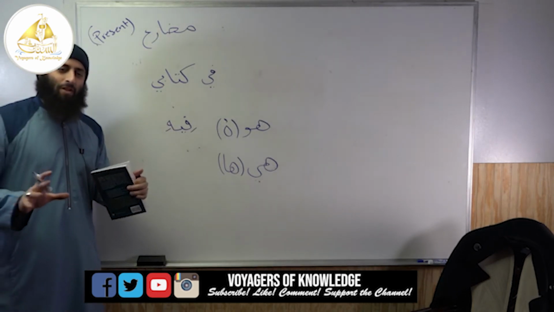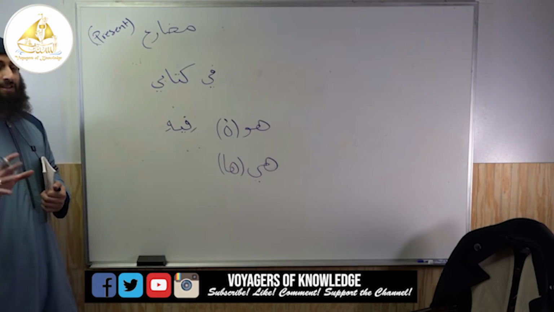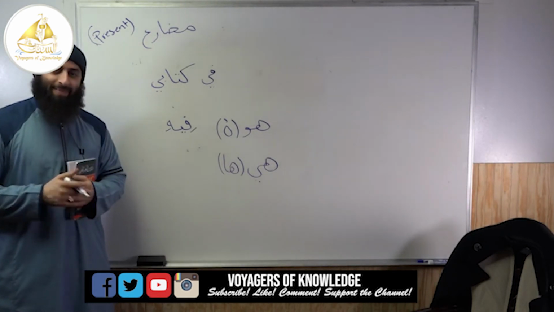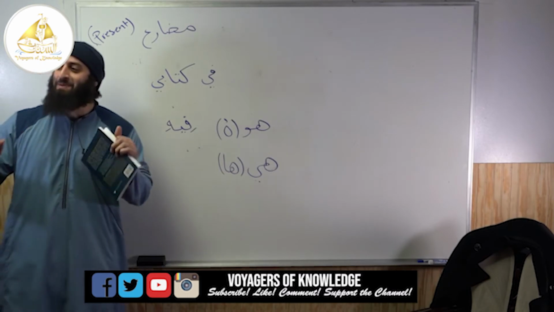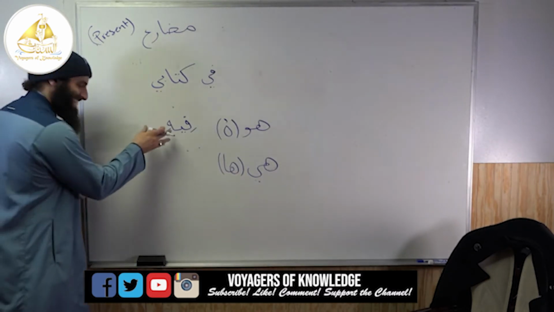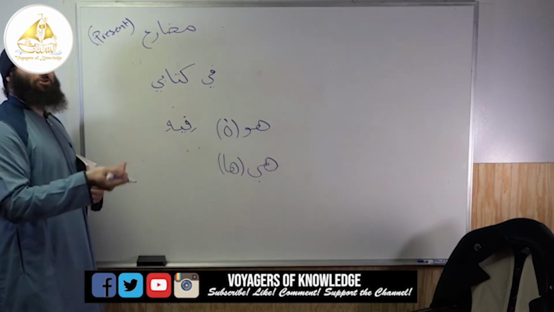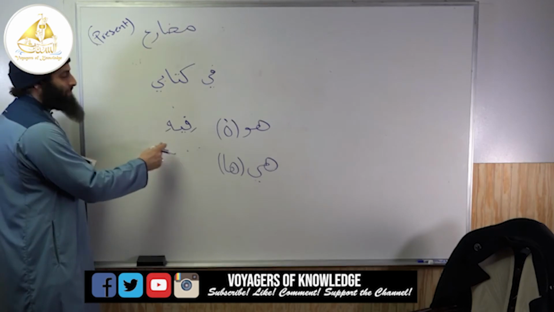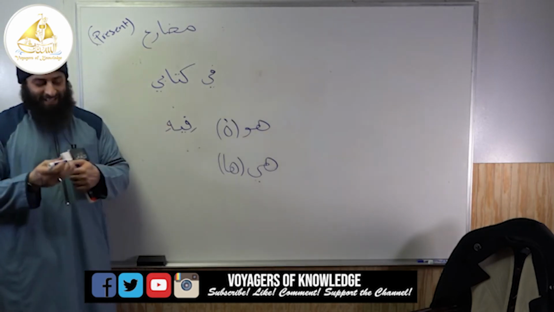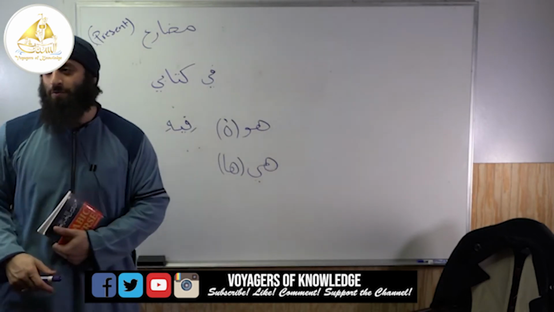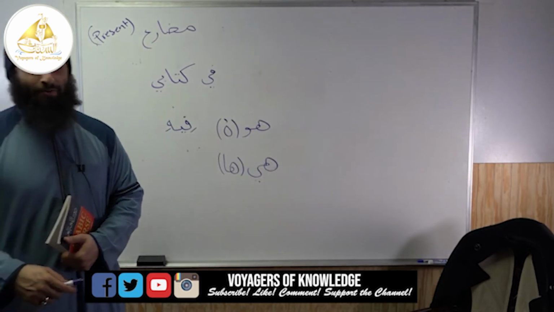It's because of the fi, but it didn't get majrur, because this is mebni. I know that's hard to understand. The kasra is there, so you'd say this is majrur, but the reason why it came was because of the ya. It's easier, because try to say fihu. It's not easy, fihu. No, fihi.